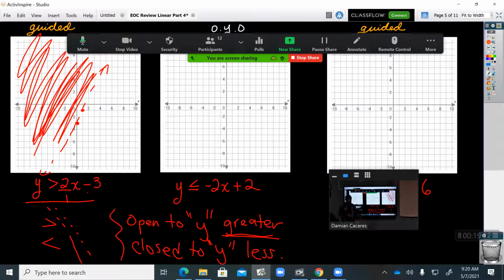Yes, it's always going to be shaded. With inequalities, you only have to shade with inequalities because it's a whole region that's a solution.